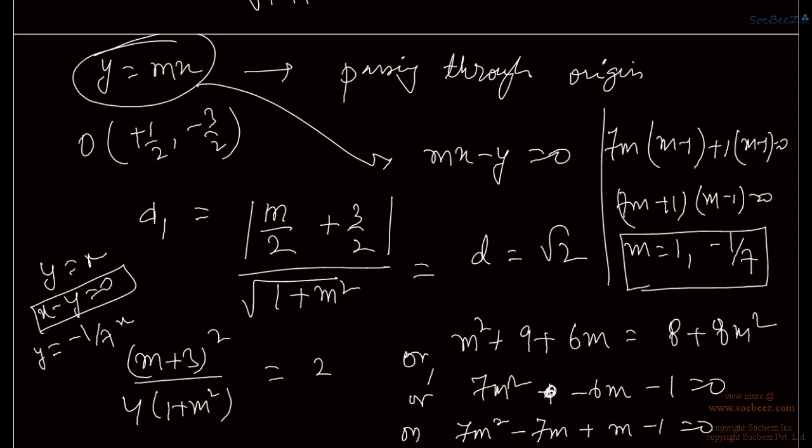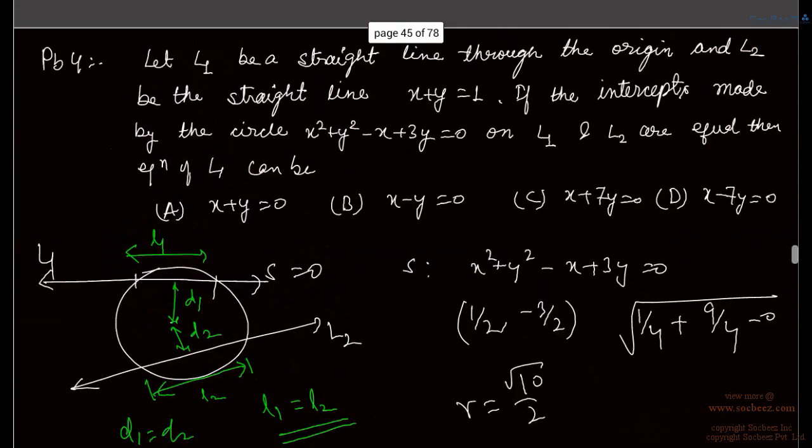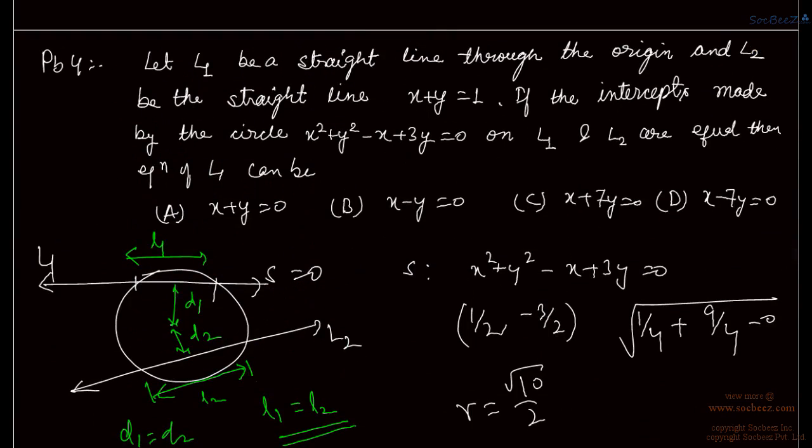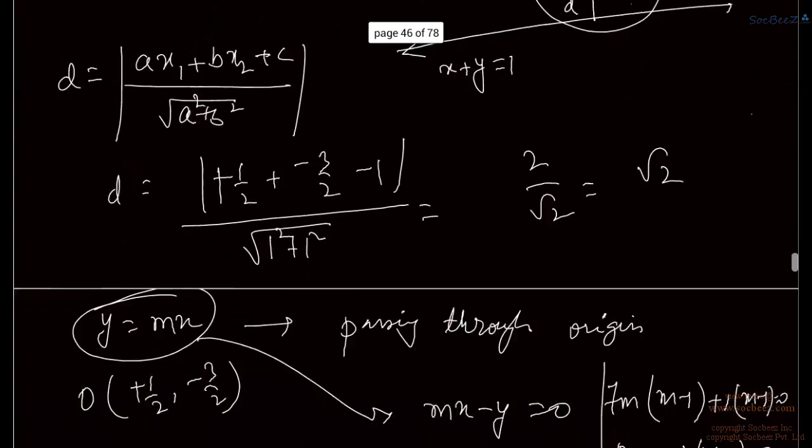So 7y plus x. So x plus 7y is equal to 0 as the other equation. Okay. So x minus y is equal to 0 and x plus 7y is equal to 0. So we have option B as well as option C as the correct ones. Okay.